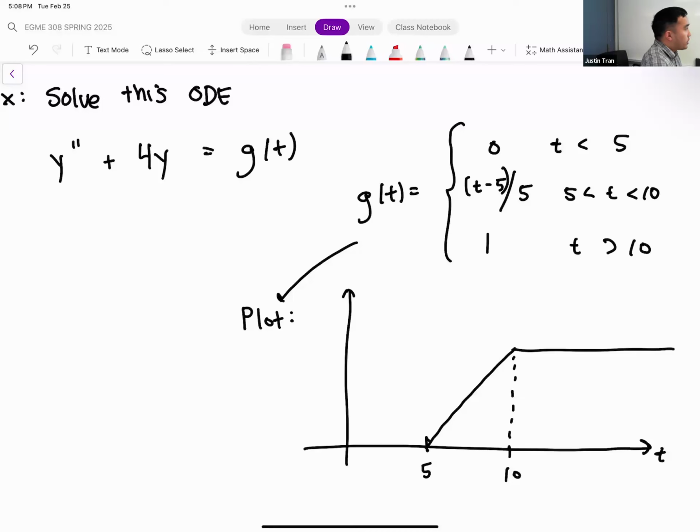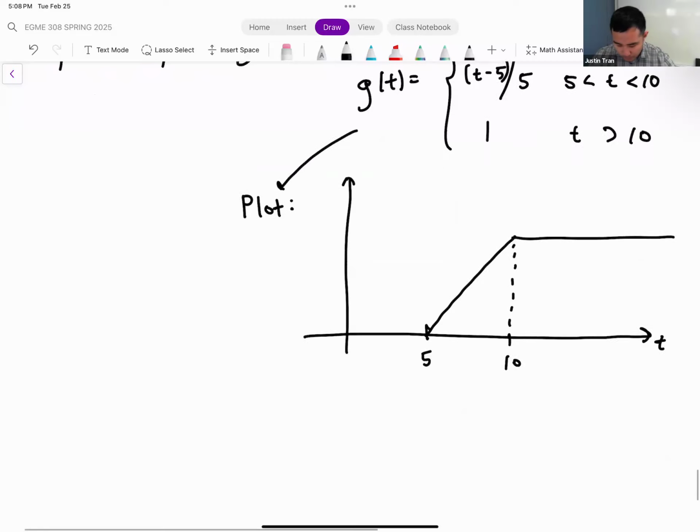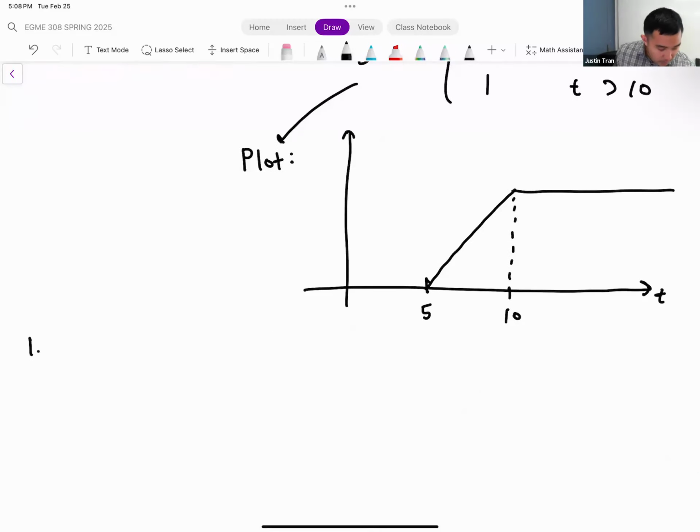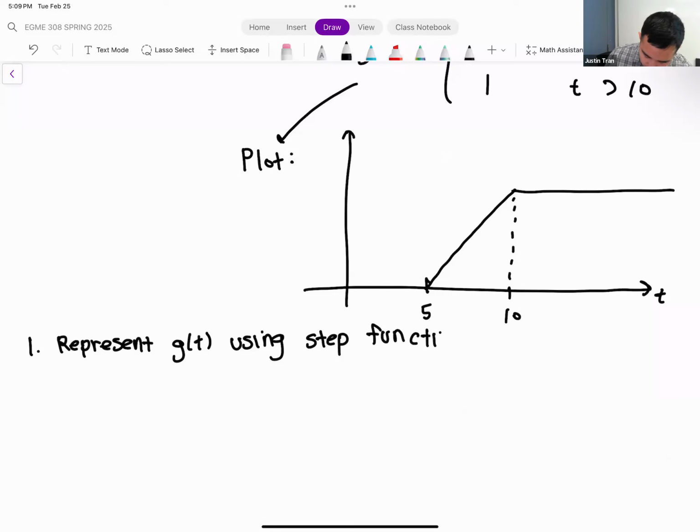Okay, so eventually we're going to solve for a solution to this ODE, but we're going to do it in a few different steps. Step one is to represent g of t using step functions, like what we did with the other discontinuous functions we did examples of today. And then after that, we're going to take its Laplace transform.